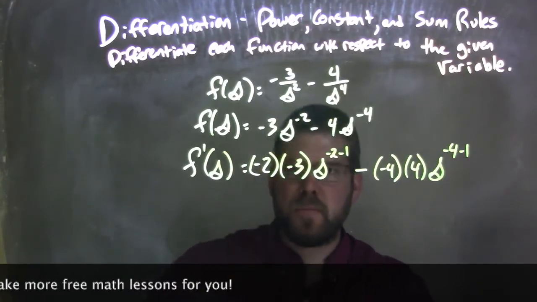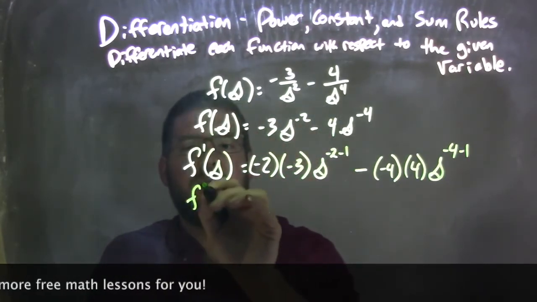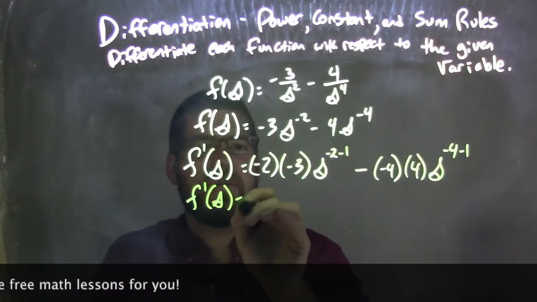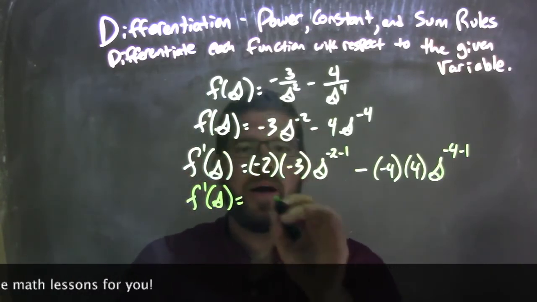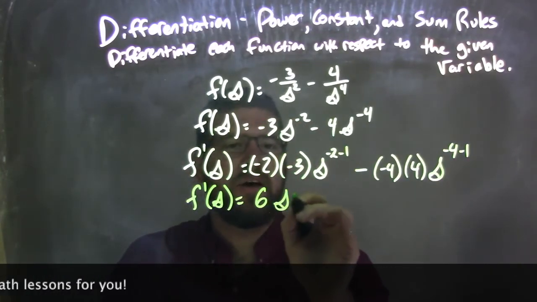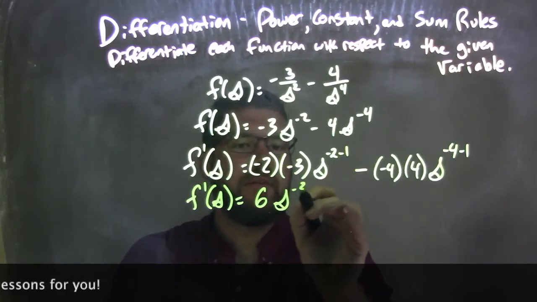Okay, so now let's simplify this. f prime of s, negative 2 times negative 3 is a positive 6, so we have positive 6 s here, negative 2 minus 1 is a negative 3.